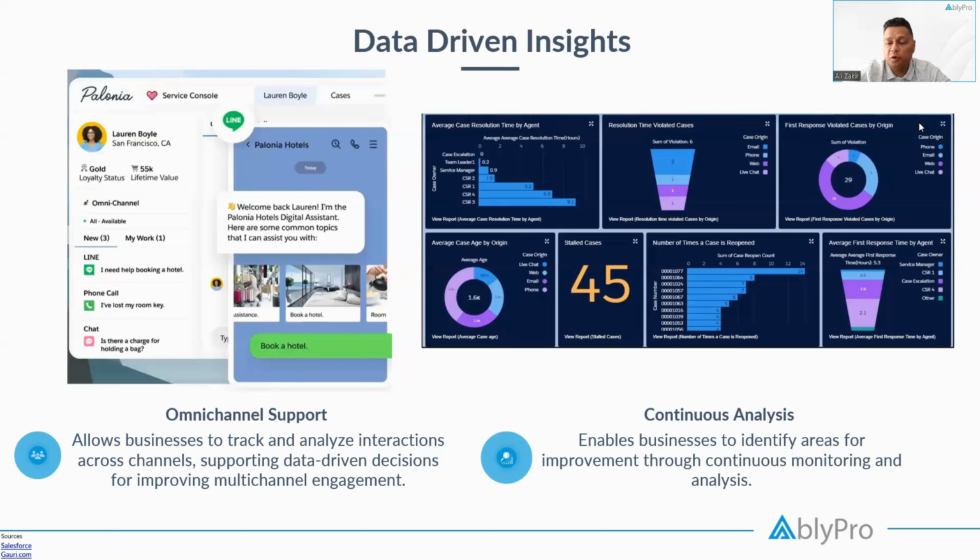Number of times a case is reopened. So you can look at cases and see how often the case is being reopened again. And then you can dive in on that and see, okay, what specifically is this case? And figure out, okay, maybe we need to address this. We have a problem here. And then average first response time by agent. So how quickly an agent is responding. So that's just an example that we have here, where you can really have multiple dashboards and you can really customize them per your needs.